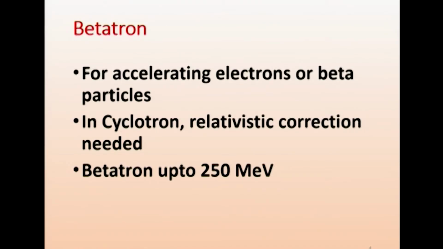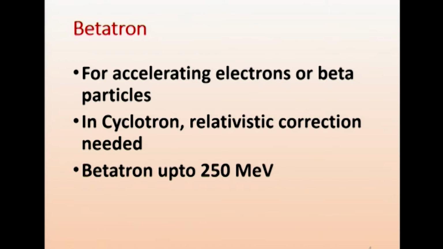So the betatron is meant for accelerating electrons and beta particles. A beta particle is nothing but an electron. It is coming from within the nucleus, and we call it a beta particle. It is basically an electron, a negative charge particle. So beta particle and electron are both the same, only the origin is different. Electrons can be obtained from atomic shells, whereas a beta particle is obtained from within the nucleus, but both are electrons. So this is meant for accelerating electrons, so we call it betatron, for electrons or beta particles.